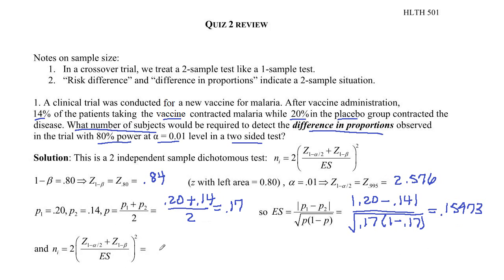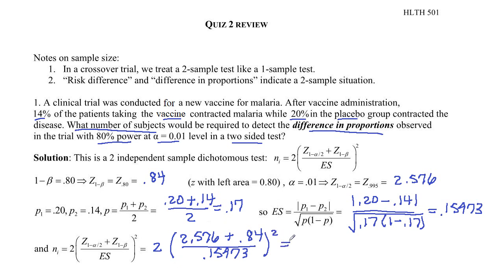N sub i is the number in each group. So this is going to be 2 times, in the numerator, we got that Z1 minus alpha over 2. That's the 2.576. And the Z1 minus beta, that's our 0.84. And we're going to divide by the effect size, which is 0.15973. And that whole thing gets squared.